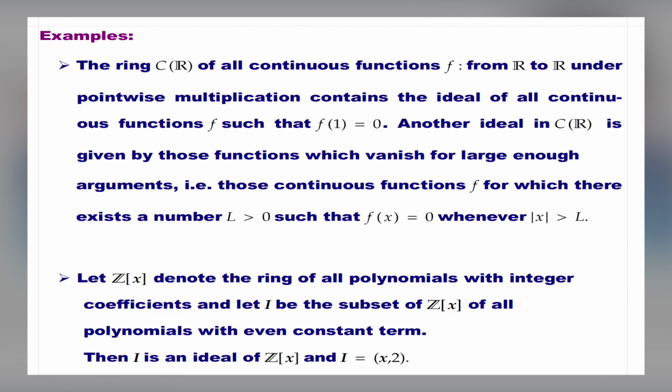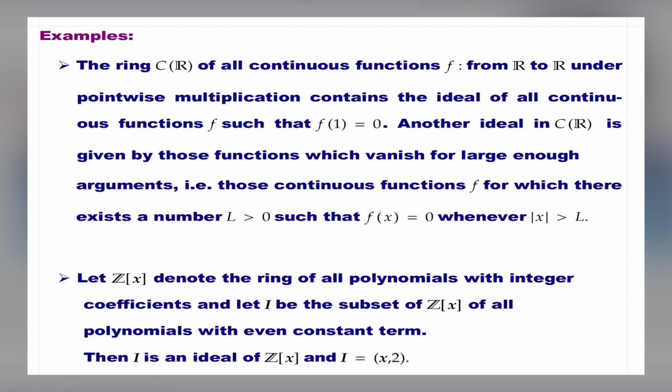the ideal of all continuous functions f such that f(1) = 0. Another ideal in C(R) is given by those functions which vanish for large enough arguments. That is, those continuous functions f for which there exists a number L greater than 0 such that f(x) = 0 whenever |x| > L.